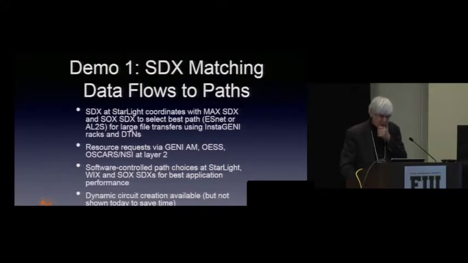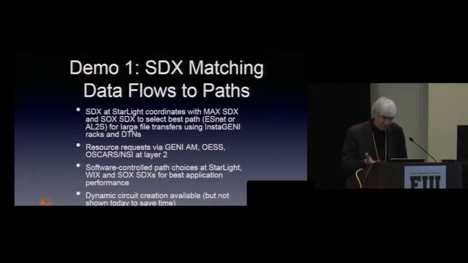So we're going to do some demos of this. One is SDN matching data flows to paths. So the SDX at Starlight will coordinate with the MAX SDX and the SOX SDX to select the best path, which, by the way, is not necessarily the shortest path, right? So everybody uses open shortest path first. It's not necessarily the best. Cross ESNet and AL2S for transferring large files.